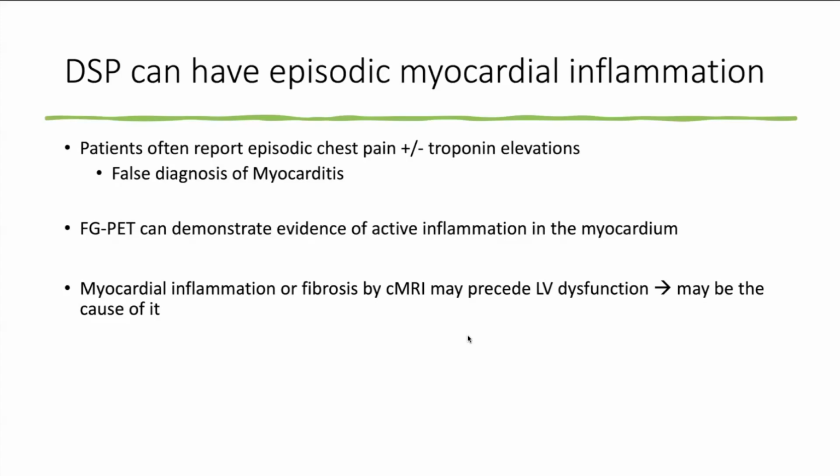As we said, the inflammation or fibrosis may precede LV dysfunction. So as opposed to other cardiomyopathies, where generally we may start with LV dysfunction and then get fibrosis, this might be the other way around.